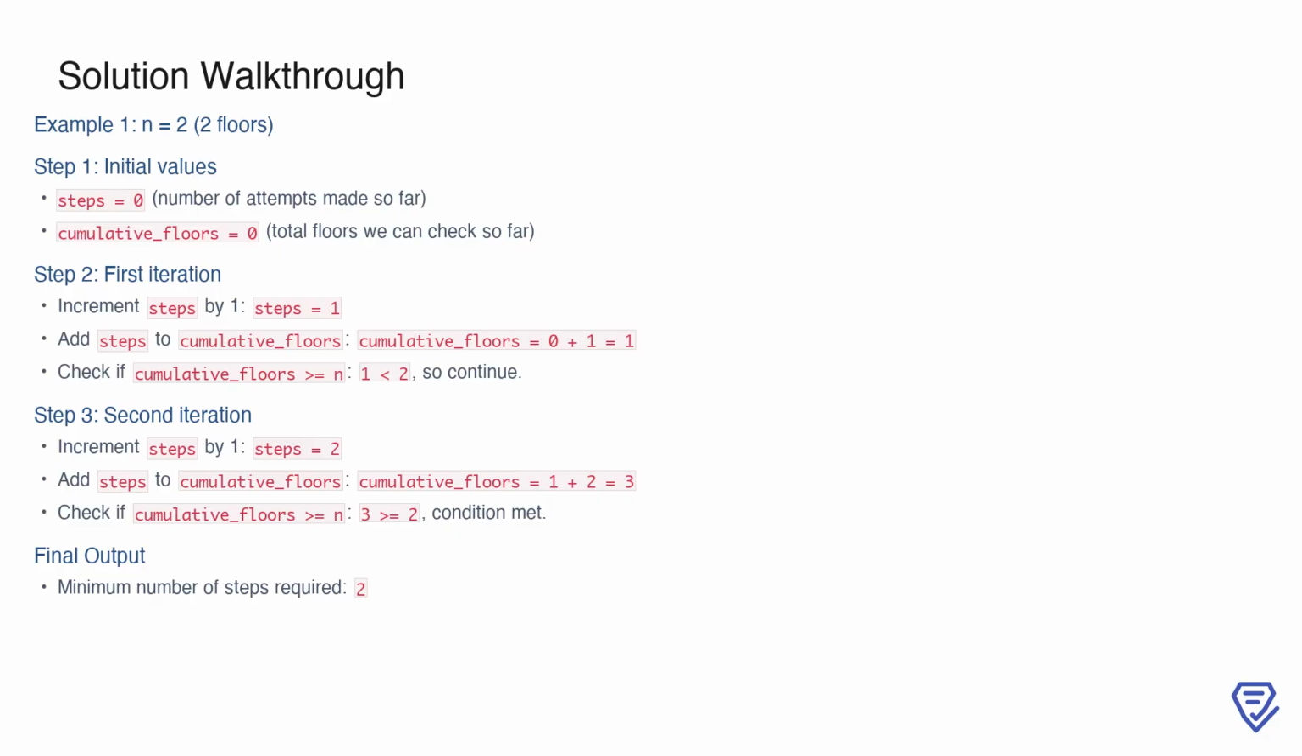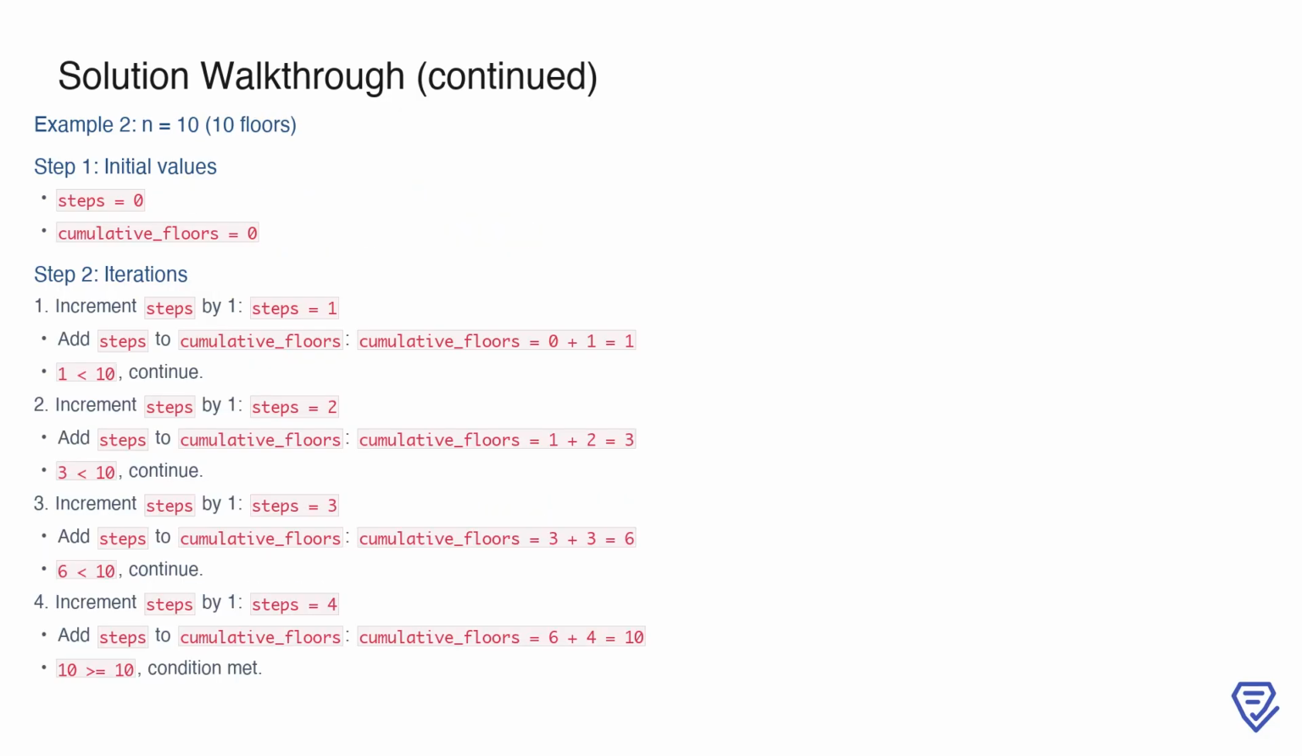Since the cumulative floors are still less than the total number of floors, which is 2, we proceed to the next iteration. In the second iteration, we increment the steps again, making it 2, and add this to the cumulative floors, which now becomes 3. At this point, the cumulative floors are greater than or equal to the total floors, so we've met the condition. Therefore, the minimum number of steps required to determine the critical floor for 2 floors is 2.